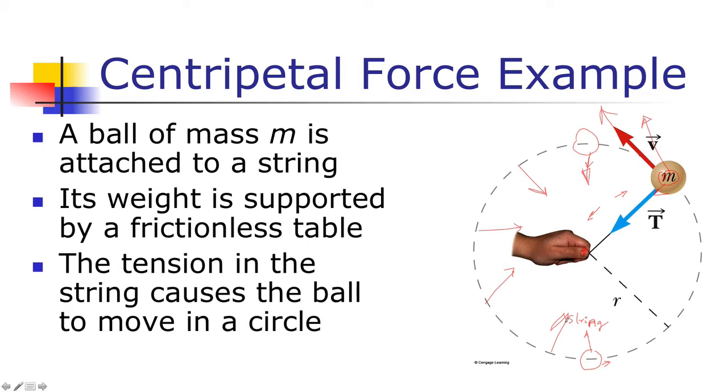So that centripetal force is towards the center. Otherwise, if it wasn't towards the center, then the mass would run away. So I can give you another example of centripetal force. So you can imagine this is a road, a flat road. And there's a small car.